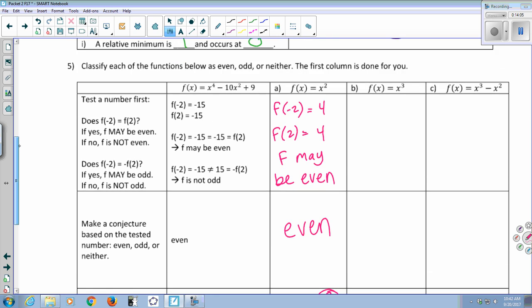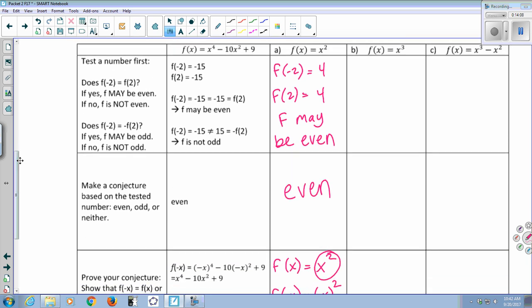All right, let's look at another one together. Part B. So I have f of x equals x cubed this time. So try opposite x values. So f of 2 and f of -2. So 2 cubed, that's 2 times 2 times 2, that's 8. -2 cubed, that's -2 times -2 times -2, that's -8. They are not the same y value, so we know that f is not even, okay? But they are opposite y values, +8 and -8. So f may be odd, right? That's my conjecture. f may be odd based on opposite x values giving opposite y values.